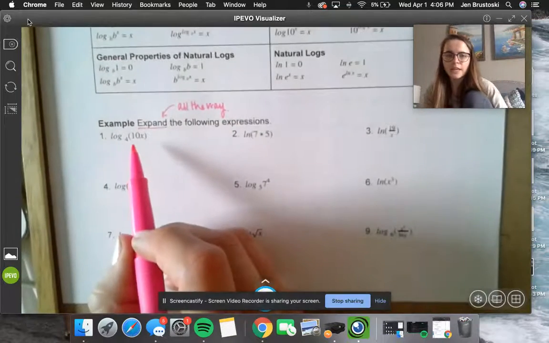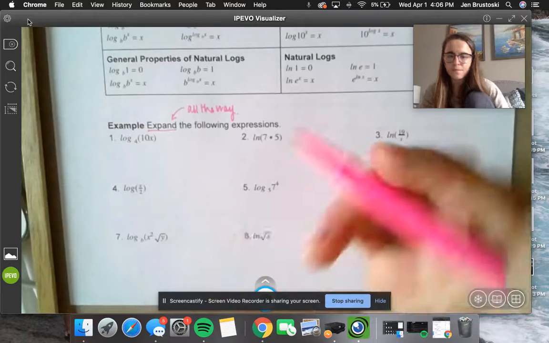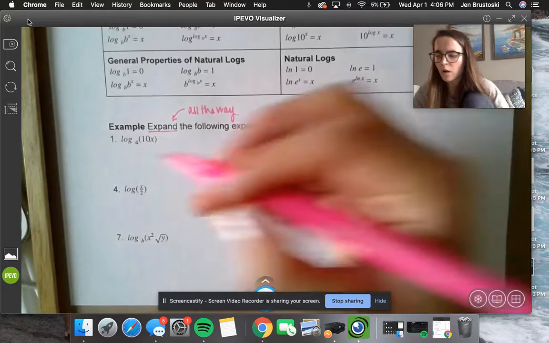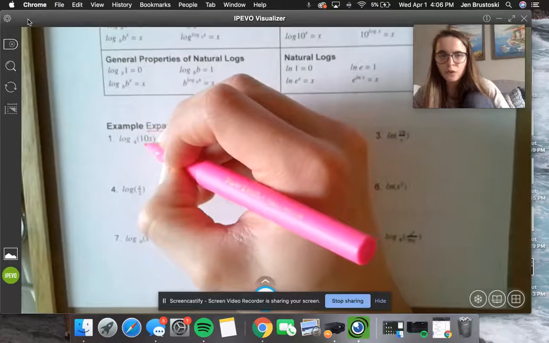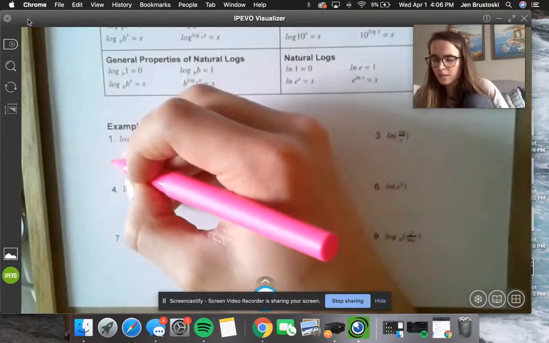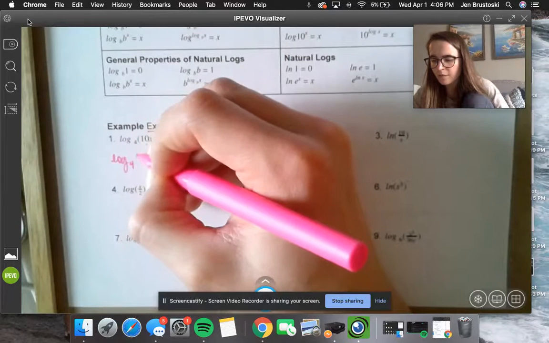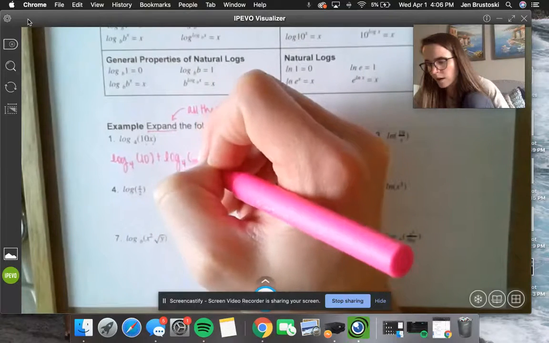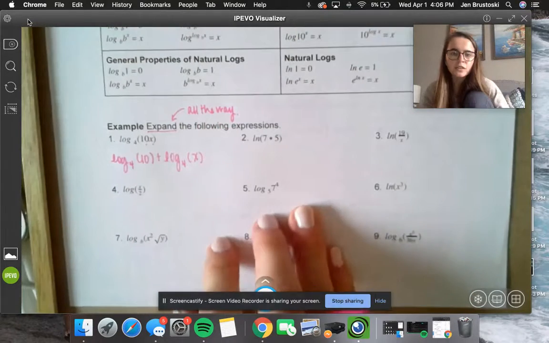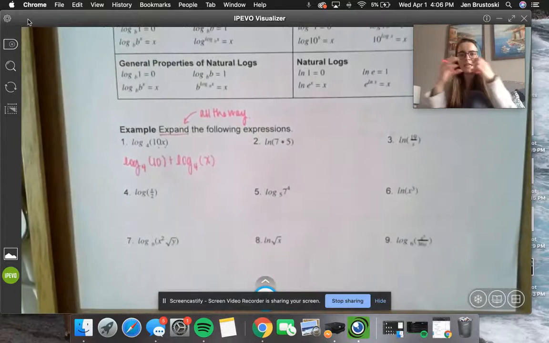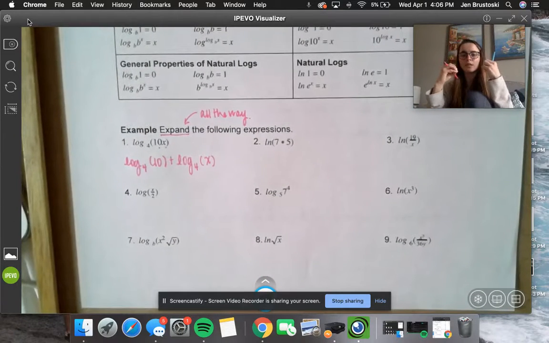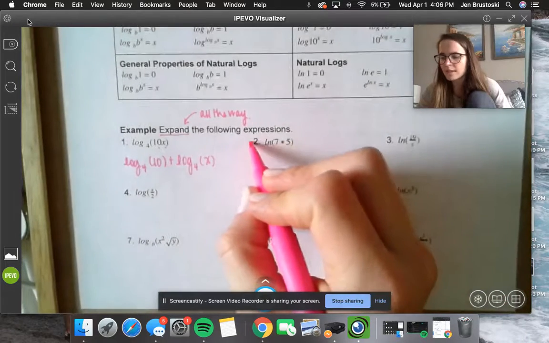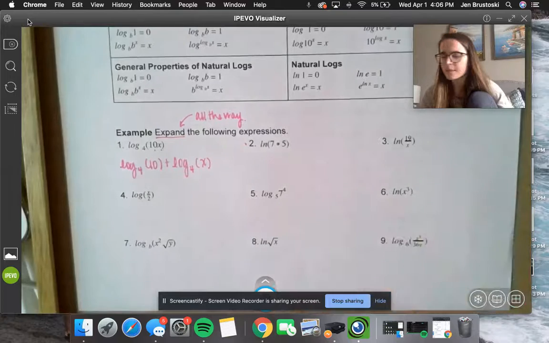What we're going to do is we're going to change this to be an addition problem. So I have two values, 10 and x. So this is going to become log base 4 of 10 plus log base 4 of x. The base doesn't change. The only thing that's happening is I'm basically taking these two things and splitting them apart. But the log stays.